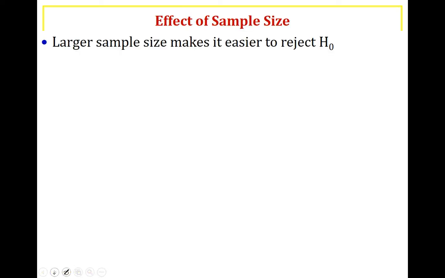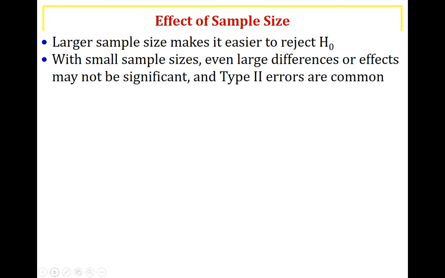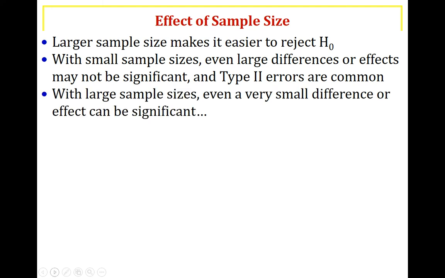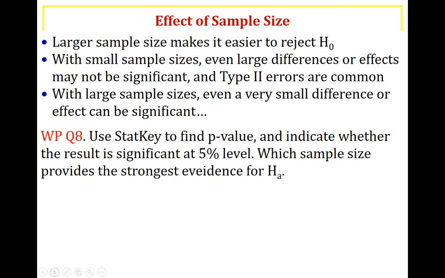Effects of sample size. It says the larger sample size makes it easier to reject. With a small sample size, even large differences or effects may not be significant. It's hard to get those measurements when you're talking about things which didn't have a lot of data behind them, which is really what happens when the sample sizes are small. With large sample sizes, even very small differences can be significant. It says use StatKey to find the p-value and indicate whether the result is significant at 5%, and which sample size provides the strongest evidence.